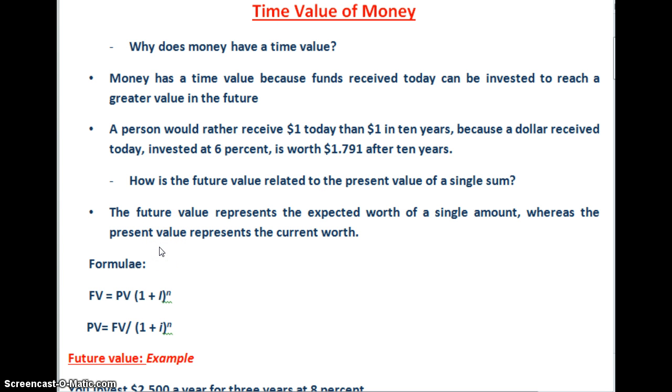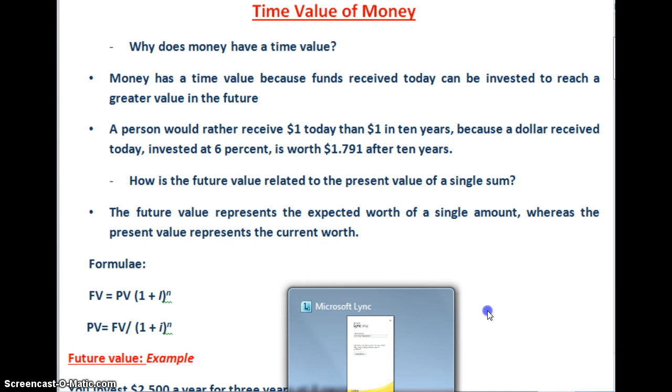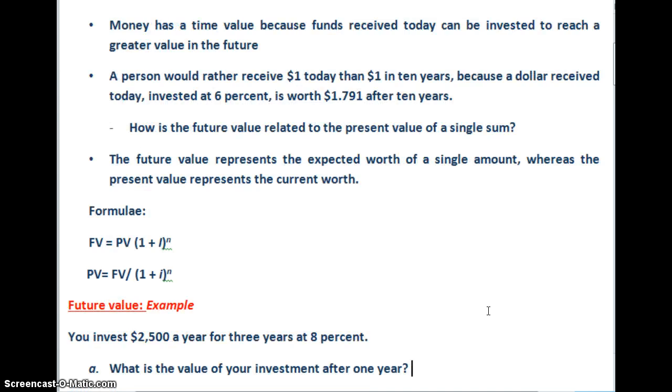To calculate the present value and the future value of a single sum, the formula that you will use is: future value is equal to the present value multiplied by (1 plus i) to the power n, where i represents the interest rate and n is the number of years. And present value is equal to future value over (1 plus i) to the power n. To understand the calculations of future value and present value, there are some examples which you have been given.